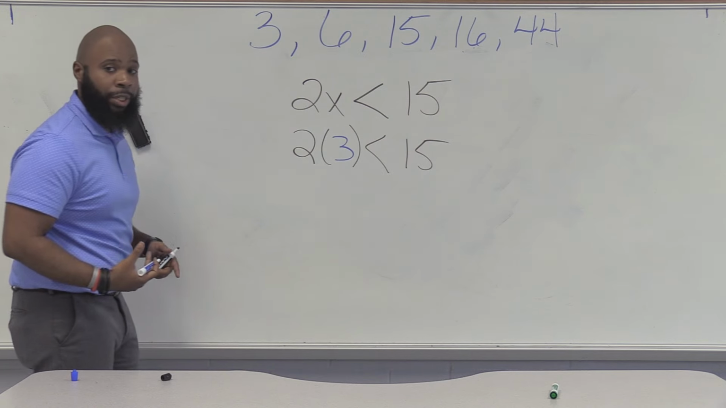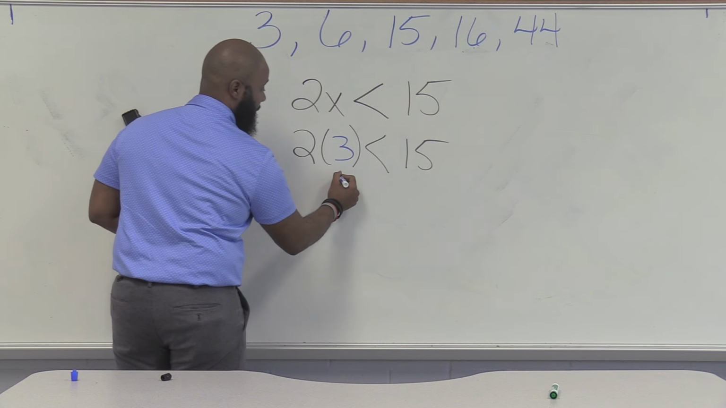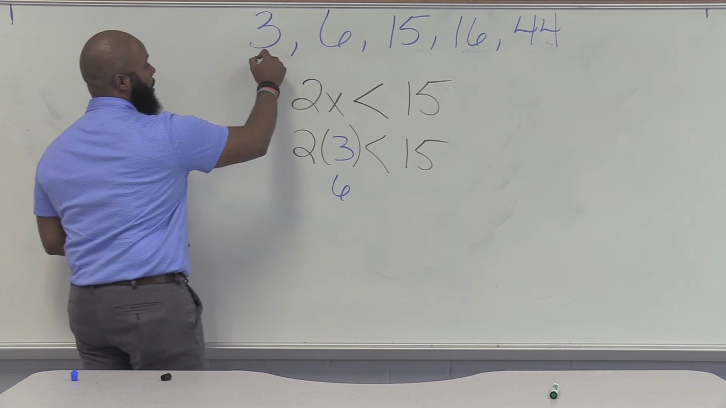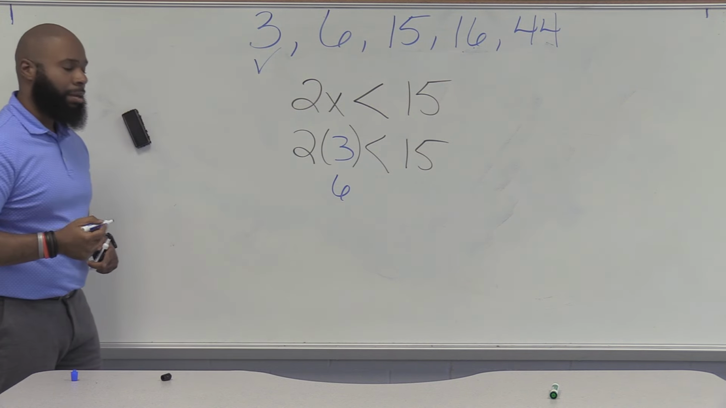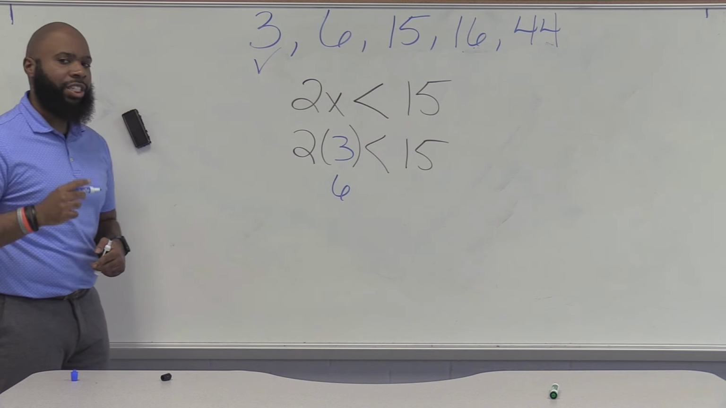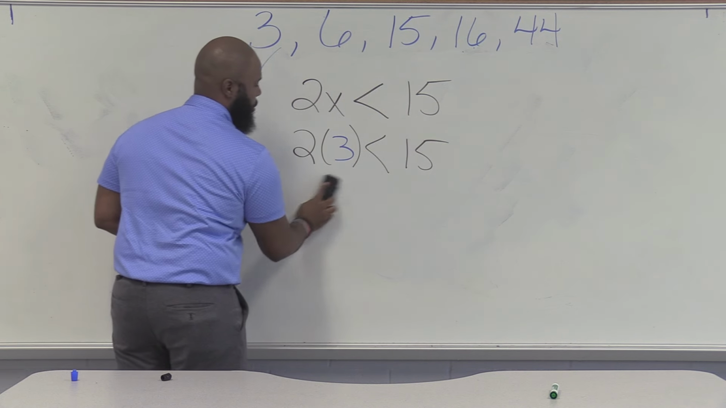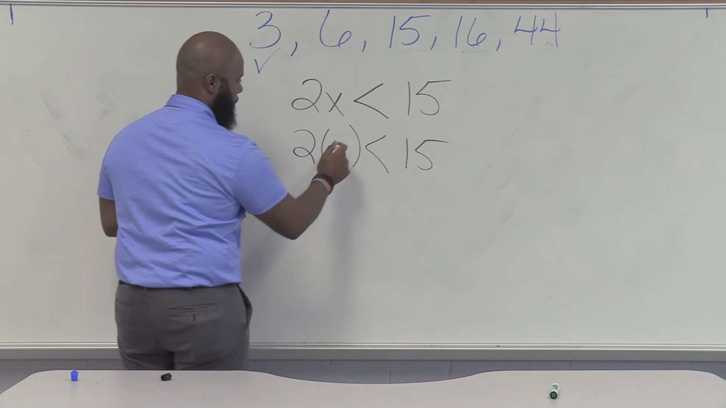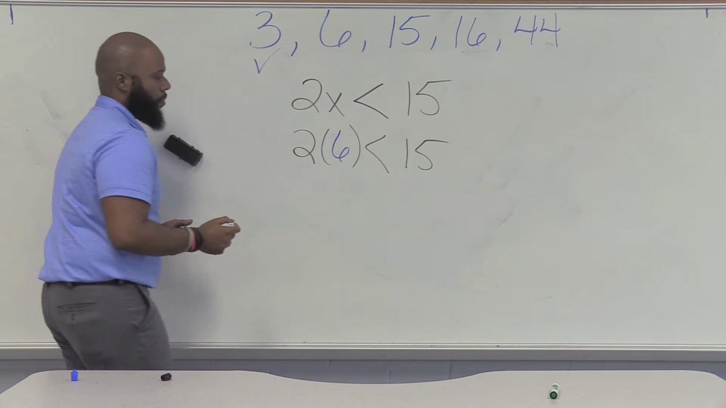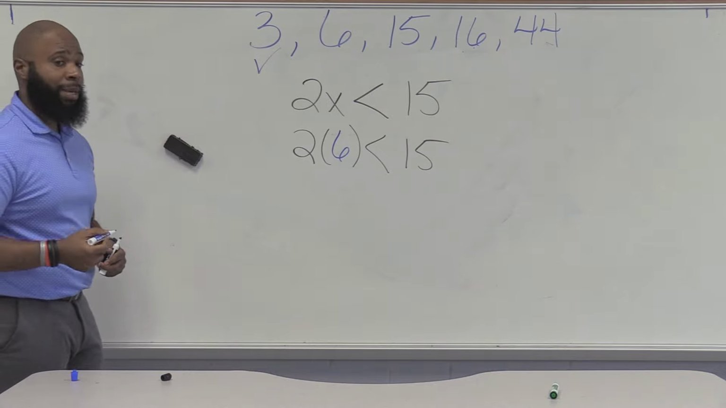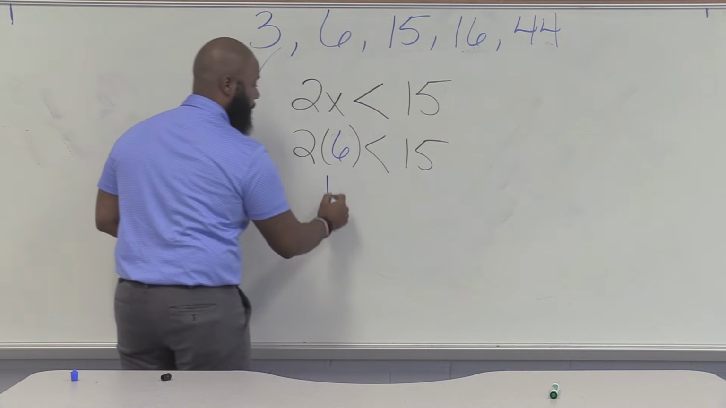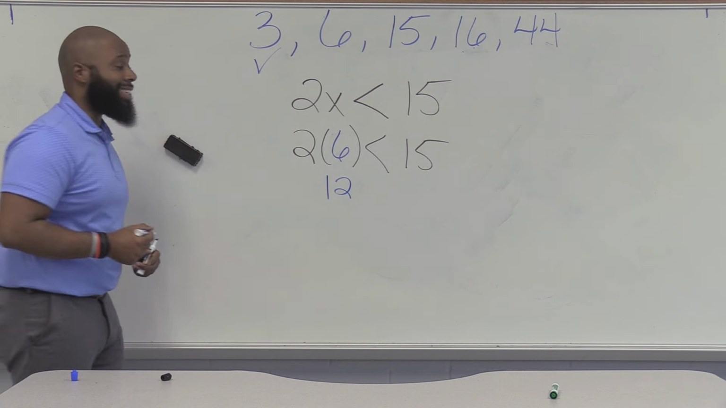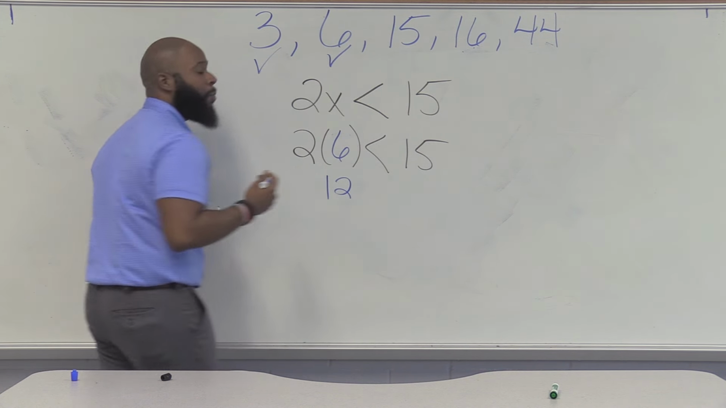Well, what's 2 times 3? Correct, that's 6. Is 6 less than 15? Yes. So that's one of my answers for my solution. But I wonder if there's more. Let's check. I'm going to substitute now 6 for x. 2 times 6, that's going to give me what? 12. Is 12 less than 15? It is. So with this one, I have more than one answer.